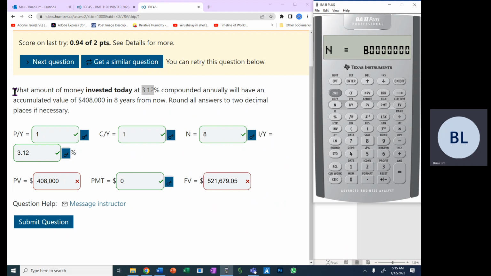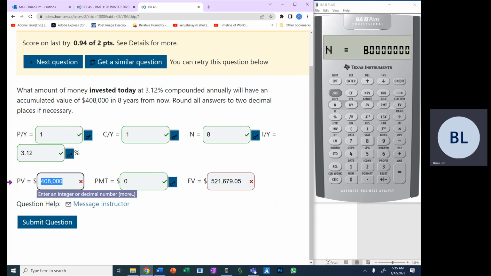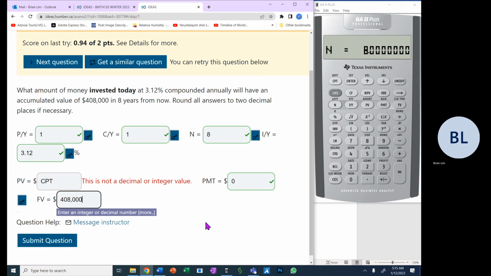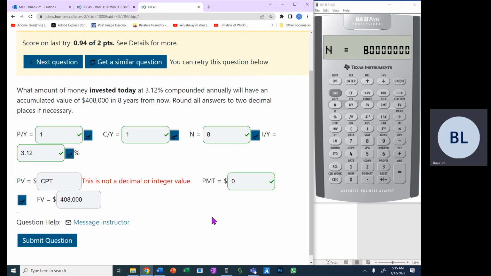We want the amount invested today. So that should be what we're computing. Okay, so this entry was incorrect. That entry should be, yes, this number right here. Okay, so we will correct that and we will put it in here. All right, so that is now correct.